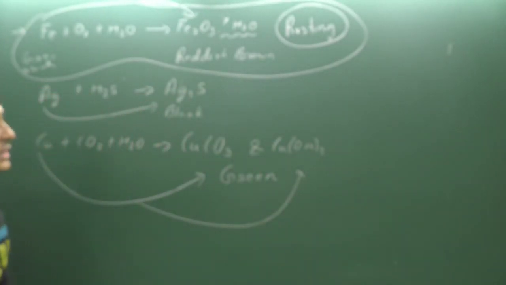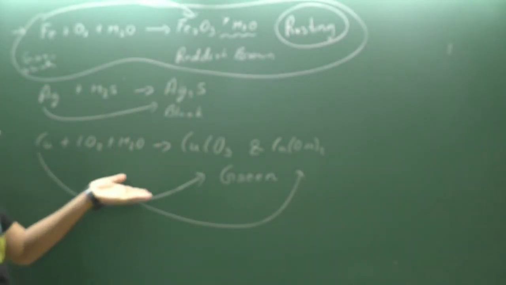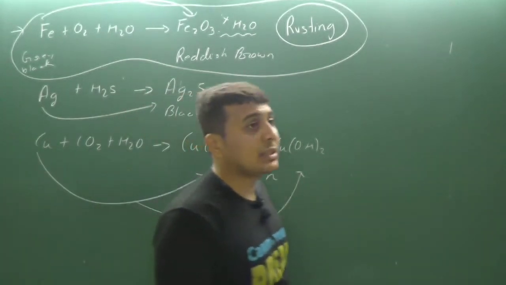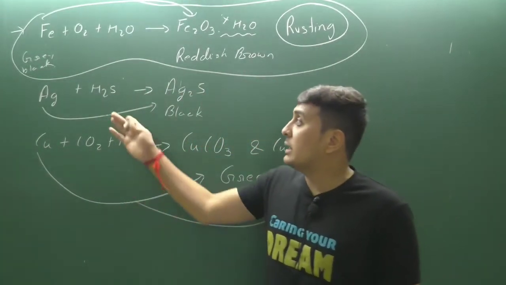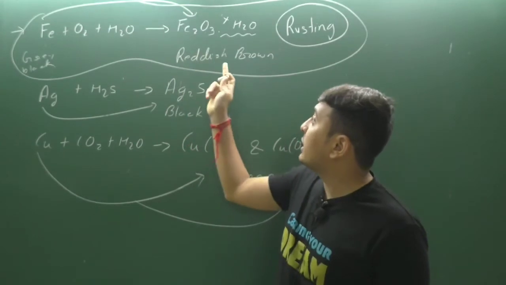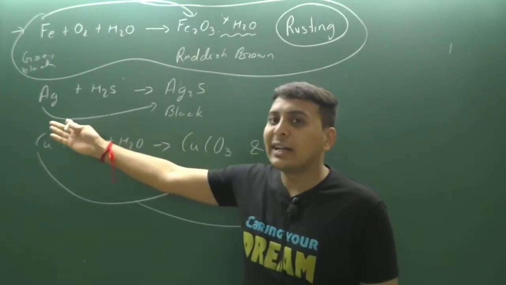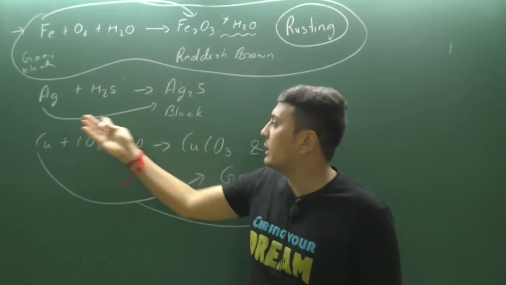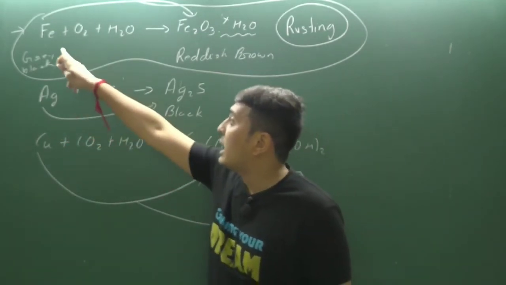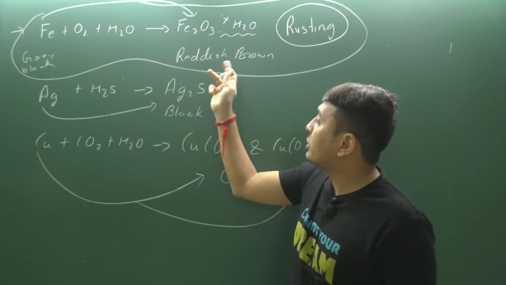Clear? So these are the different types of corrosion that we are going to learn. Now write down these reactions and examples, each and everything. What are the colors of the compounds? Silver is in silver color, or you can also say grey color, and it gets converted into black color. Iron is black in color, and gets converted into reddish brown.